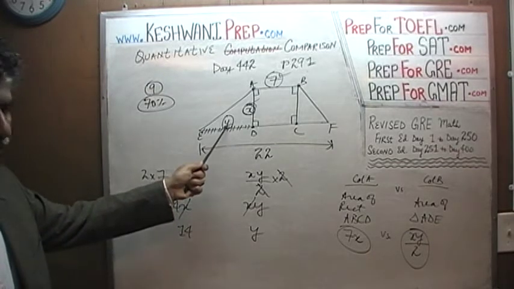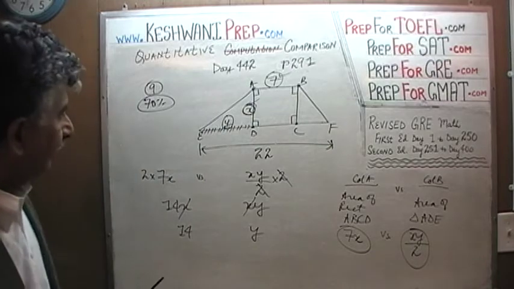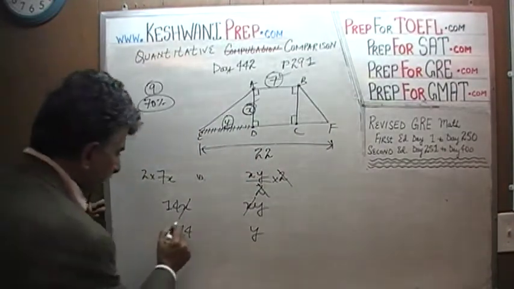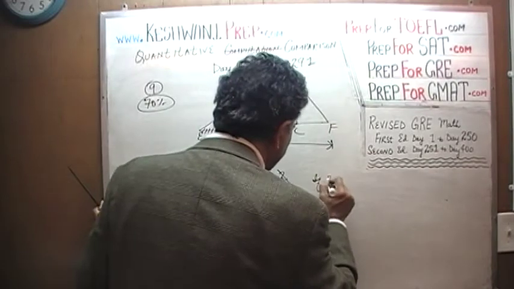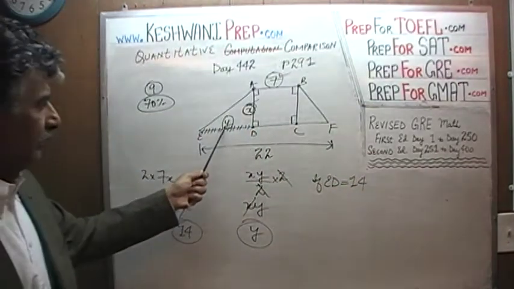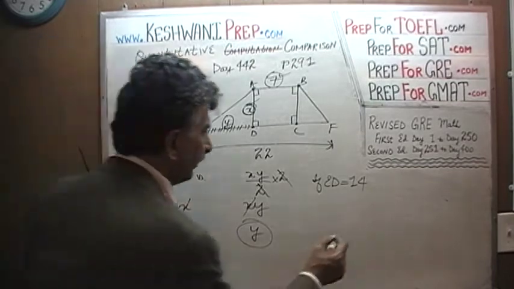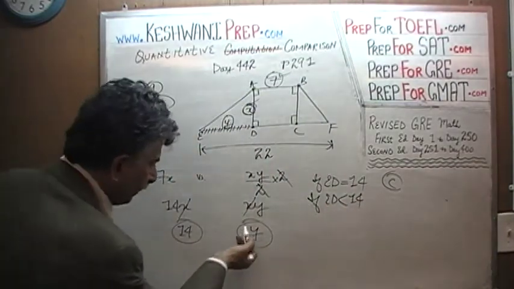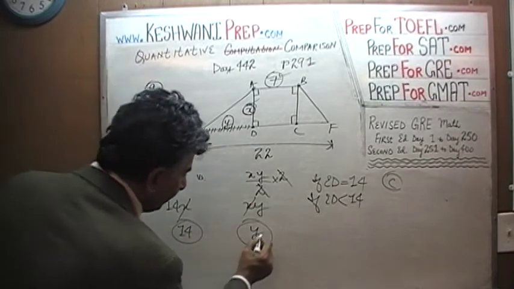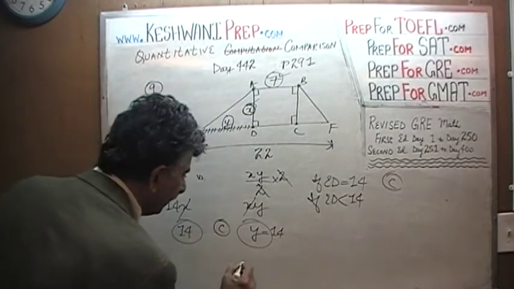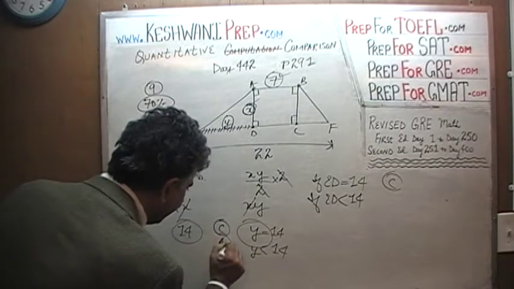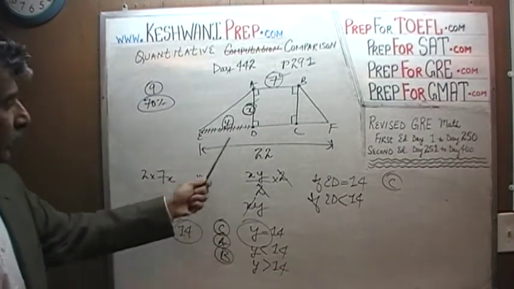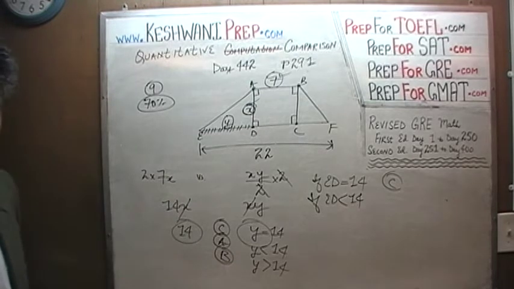And what does y represent? Y is this. So what it boils down to is ED. Now we pick up the story from here. 14 versus y. This is y, this is E to D. If E to D happens to be 14, the answer would be C. If E to D happens to be less than 14, the answer would be A. If E to D happens to be more than 14, the answer would be B, because more than 14 versus 14.